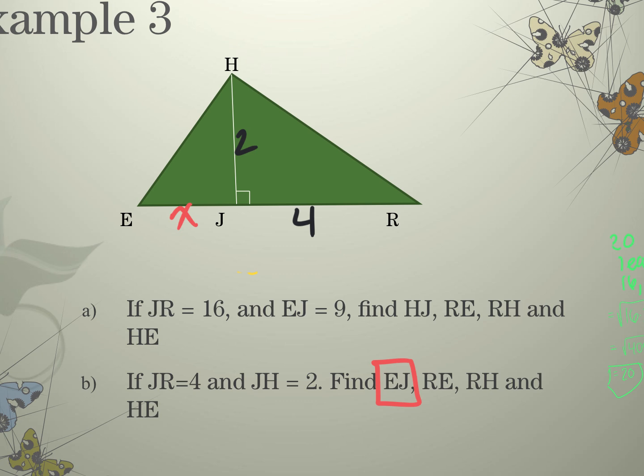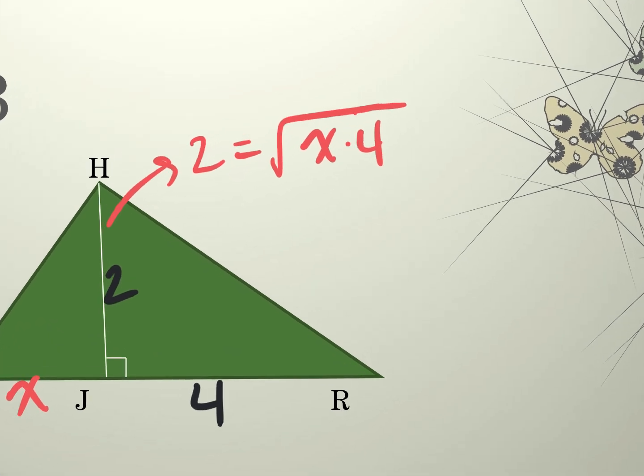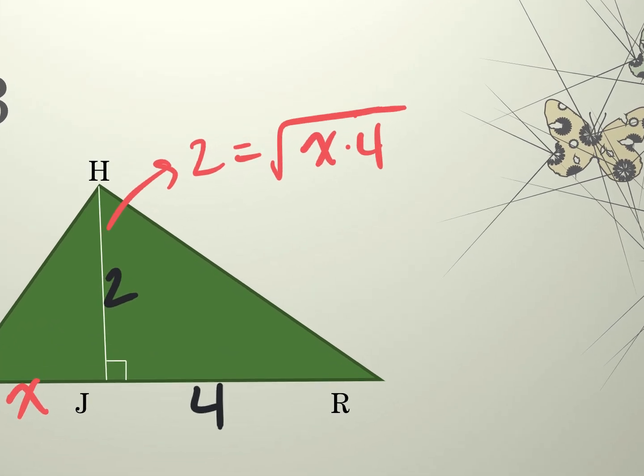Not plus, times. That is correct. So we're going to set it up, guys. Do you guys agree that HJ is the geometric mean of X and 4? And we know what HJ is, so we're going to set it up as 2 is equal to the square root of X times 4. So, really quickly, guys, how would you go about solving for X here?